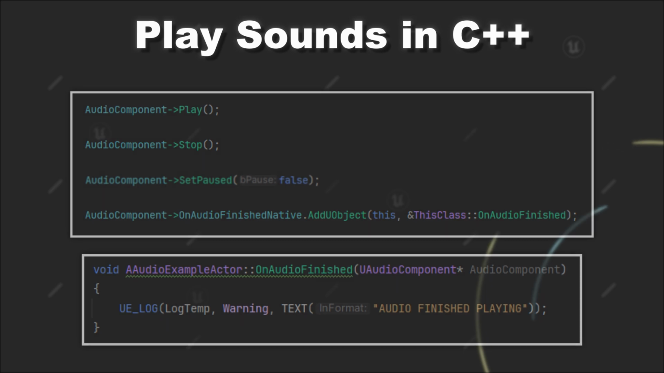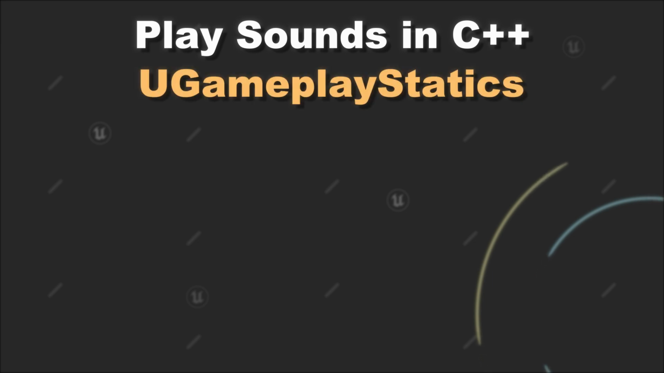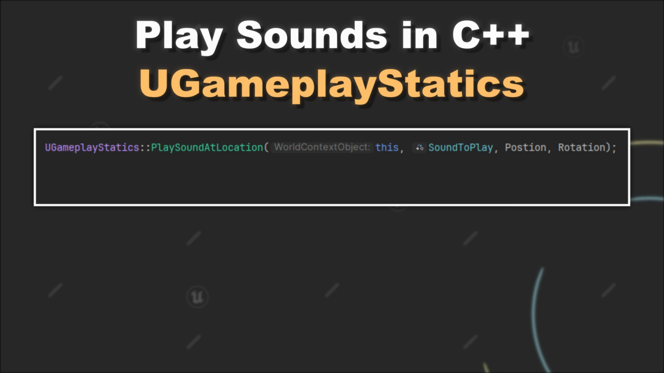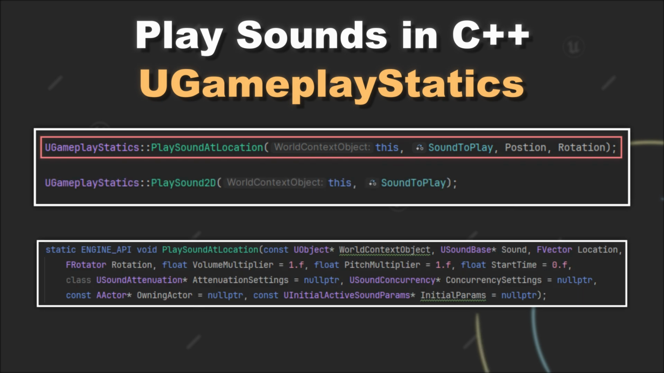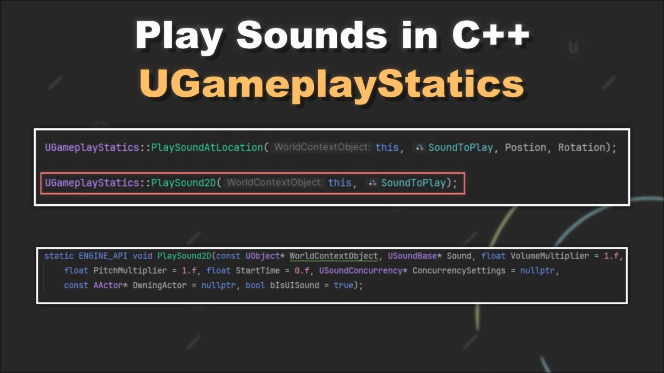Another way to play sounds is through several functions that are provided by Gameplay Statics. For quick sound playback without managing an audio component manually, you can use Play Sound at Location or Play Sound 2D. Play Sound at Location plays the sound at a specific world location, and you can provide attenuation settings for it. Play Sound 2D plays the sound globally without spatialization, making it perfect for UI sounds or notifications. Here you can also provide further information for the sound, like its volume or pitch.